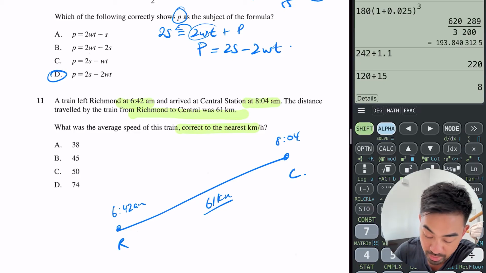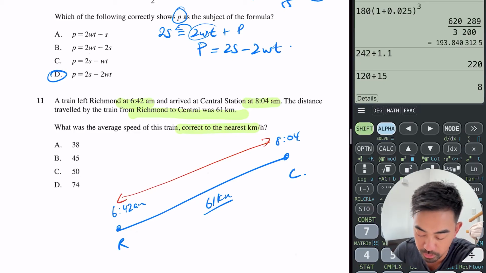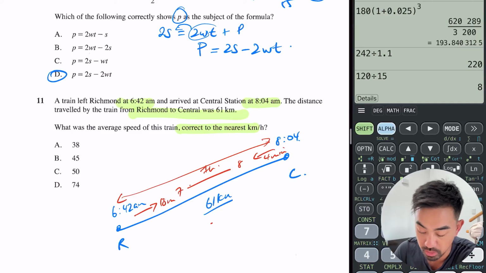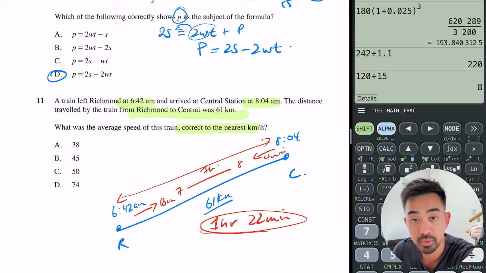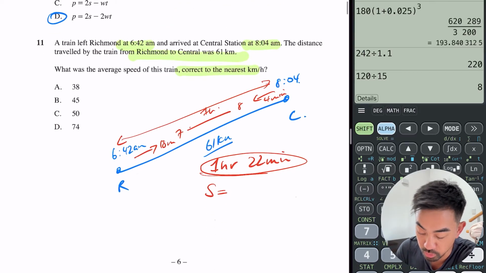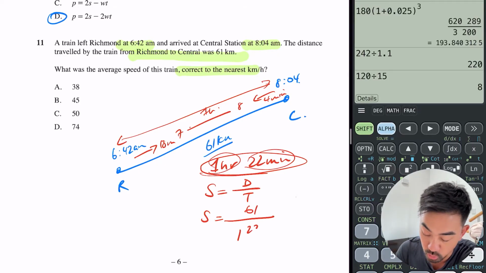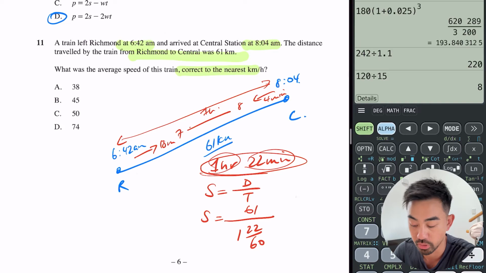So obviously we've got to work out, all right, what's the time travelled? So it's 4 minutes to 8 going back, and it's, I think, 18 minutes to 7. And so 7 to 8, this will be 1 hour. So it's going to be 1 hour and 22 minutes. That's the total travel time, and we're looking for speed. So speed is equal to distance over time. So speed is equal to 61 over. This time is in hours and minutes, but I want it all in terms of hours, right? So I just do 1 and 22 over 60 in the calculator, and that will sort it out.